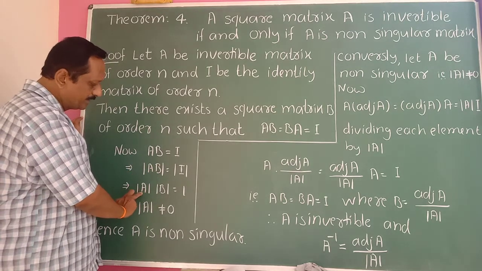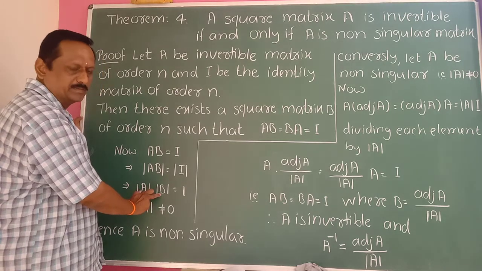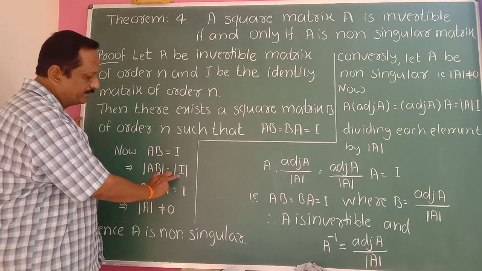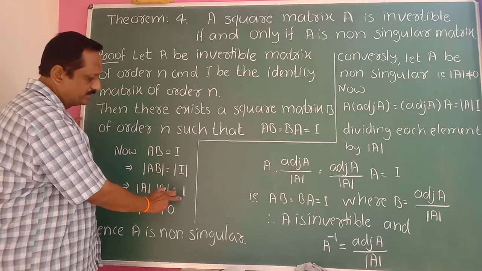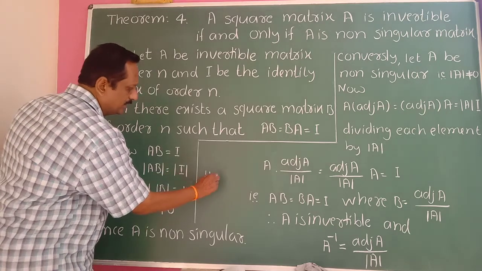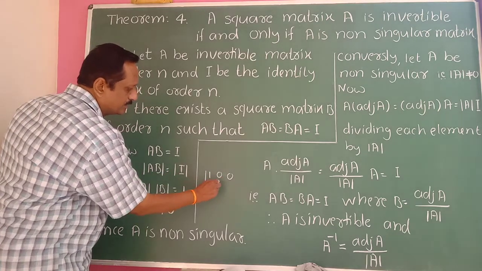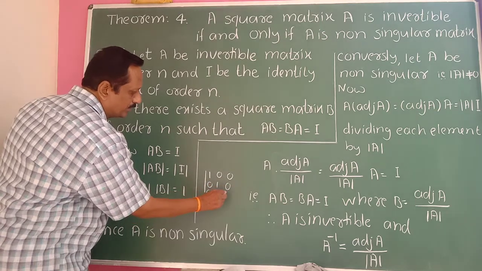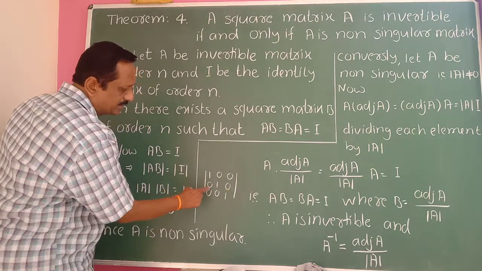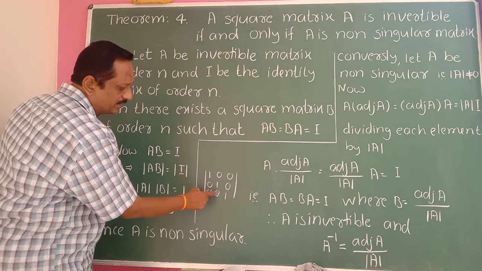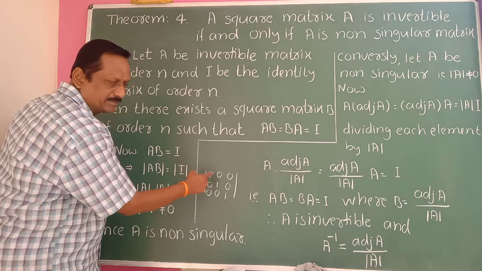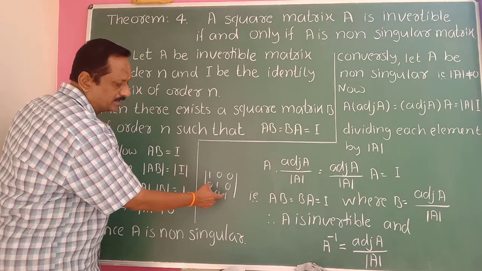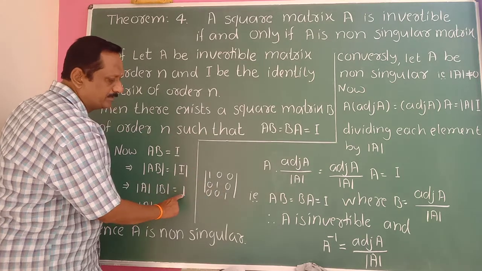the determinant of AB can be written as determinant of A into determinant of B, and the determinant of I is always 1, because here it is 1 0 0, 0 1 0, 0 0 1. Here one side of the diagonal elements are 0, so directly multiply the diagonal elements. 1 into 1 is 1, 1 into 1 is 1. Hence the value of this determinant is 1.